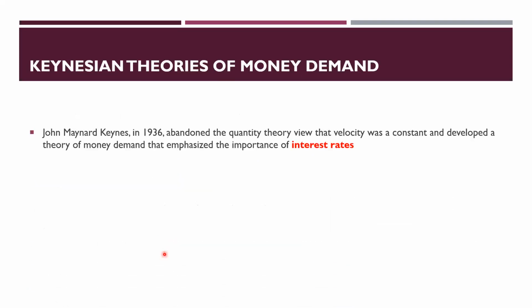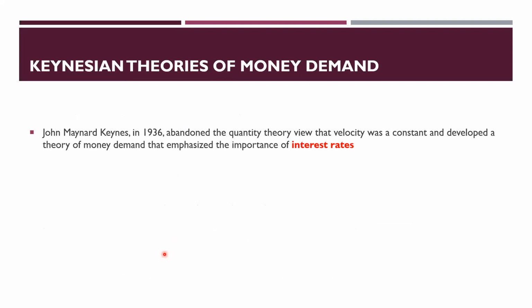So after looking at Fisher's equation, not Fisherman, Irving Fisher's equation, you can now have a comparison with the Keynesian theory of money demand. Remember we said the quantity theory of money is also a theory of money demand because it can tell us the amount of money that is needed in an economy at any given time. So it's equivalent to money demand.